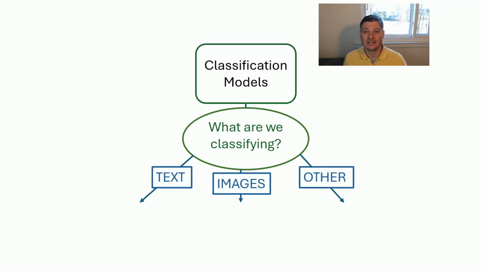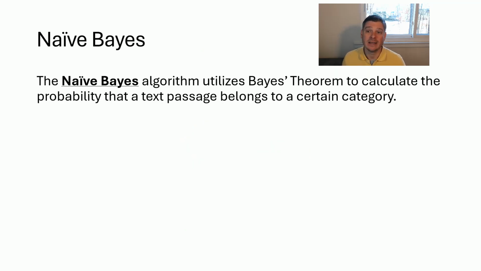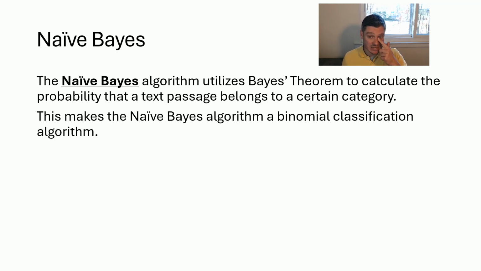Now, down to the classification. What am I classifying? Well, is it going to be text, images, or is it something else? If it's text, then we typically want to use the naive Bayes algorithm. Now, naive Bayes uses Bayes' theorem to calculate the probability that a text passage belongs to a certain category. So that makes the naive Bayes typically a binomial classification algorithm. Either it belongs or it does not, because it's calculating a probability between 0 and 1.